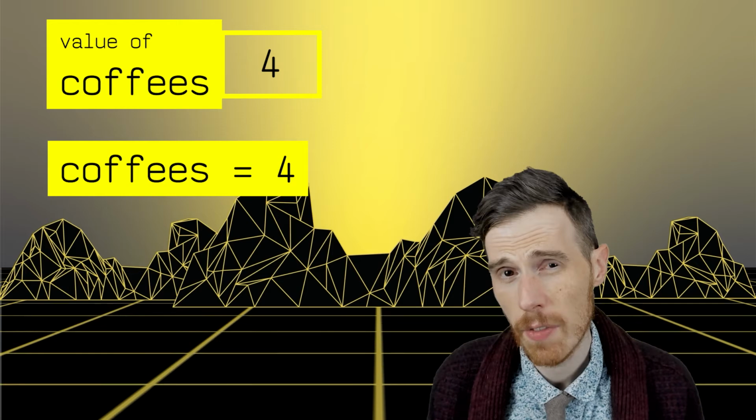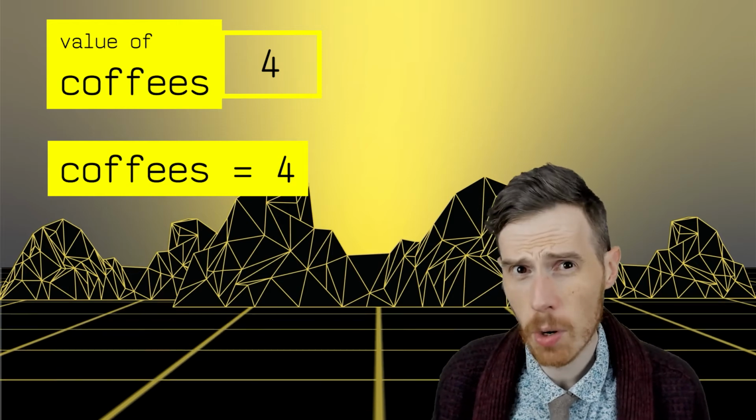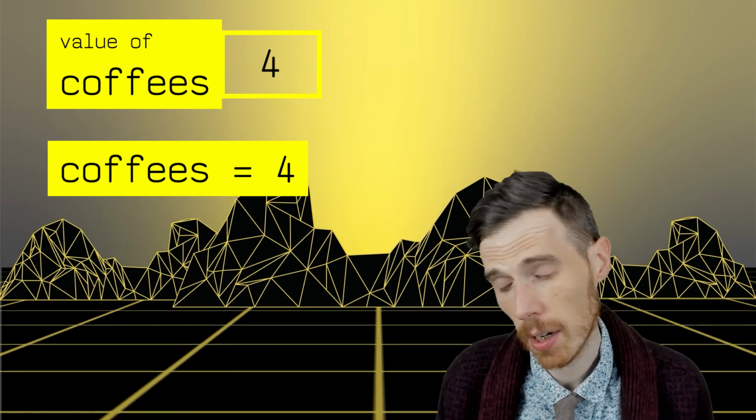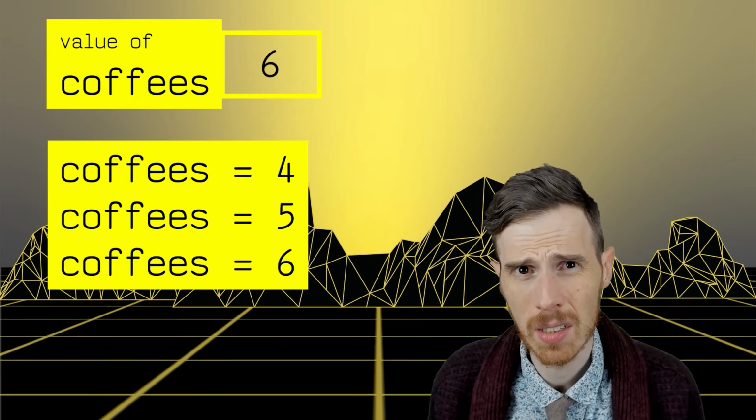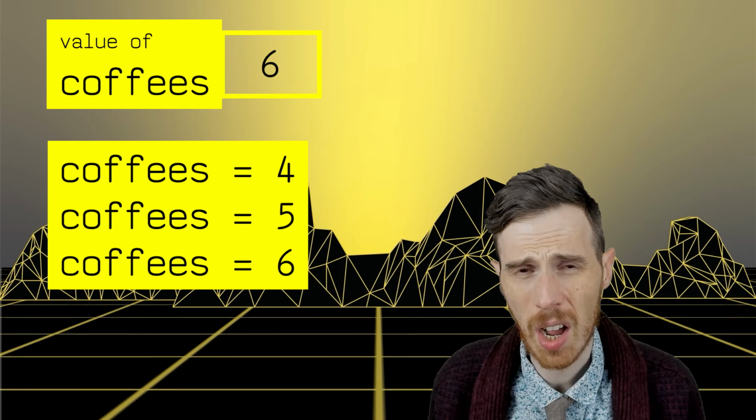For example, if I drink another coffee, my program is now coffees gets 4. Well, then I drink another, coffees gets 5. And finally, coffees gets 6. That's a lot of coffee. No wonder I'm up so late at night.